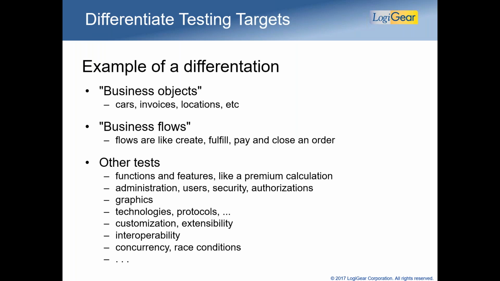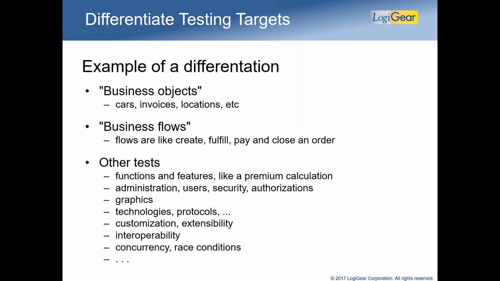A customer comes in, which is a business object. He or she orders a car. The order is a business object, the car is a business object, the location, the parking lot, the agent helping the customer. So that is a flow that goes through all of those business objects. And then what's left is a lot of other categories of test, like administration, security, and graphics.